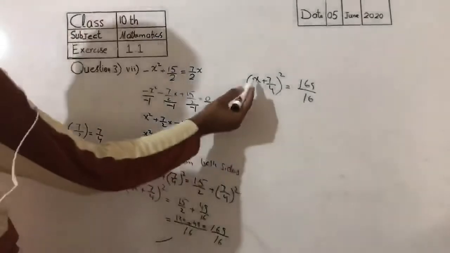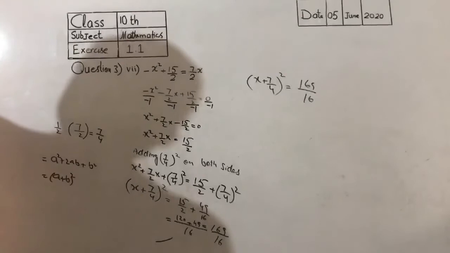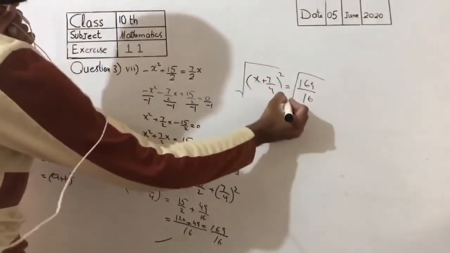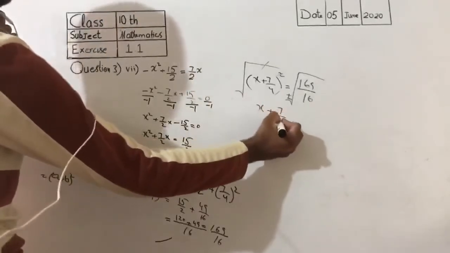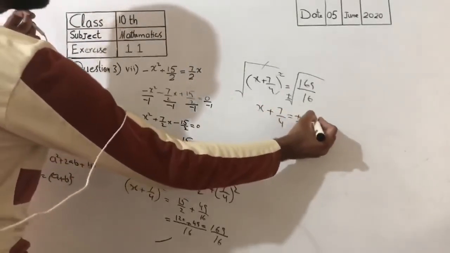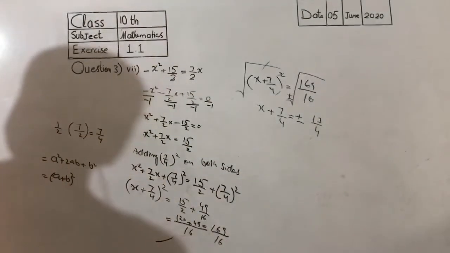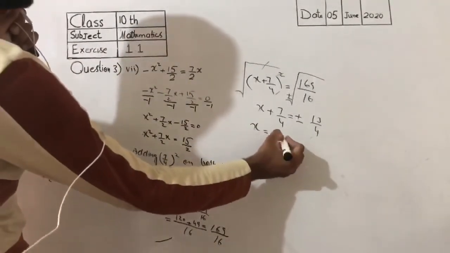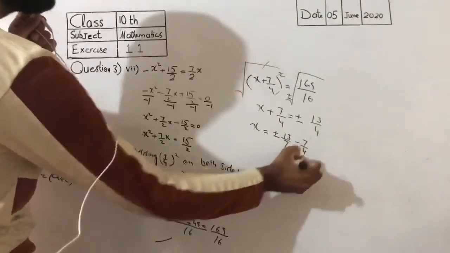But we have to find x here, it is raised to power 2. So to find the value of x we take square root on both sides. Here we get plus minus, square root cancels, and we get x plus 7 by 4 is equal to plus minus 13 over 4. Now we move 7 over 4 to the right side to find the value of x. X is equal to plus minus 13 over 4 minus 7 over 4.